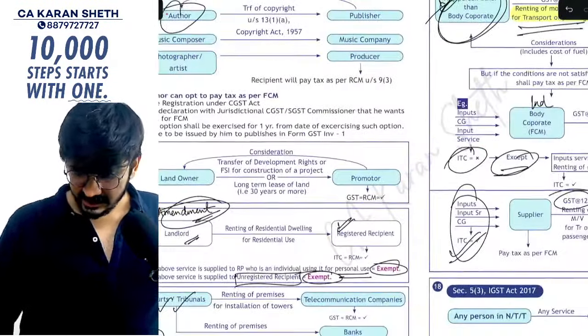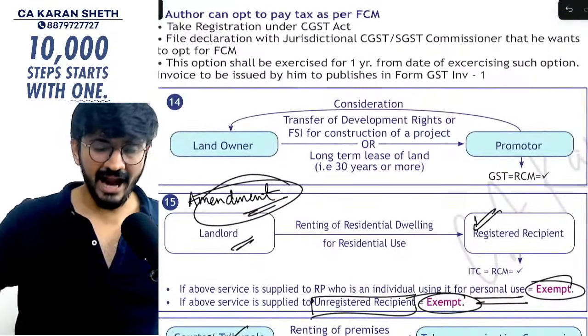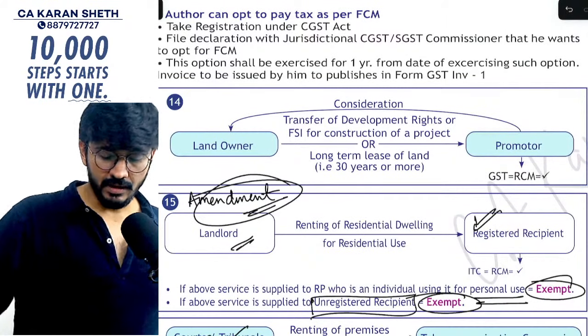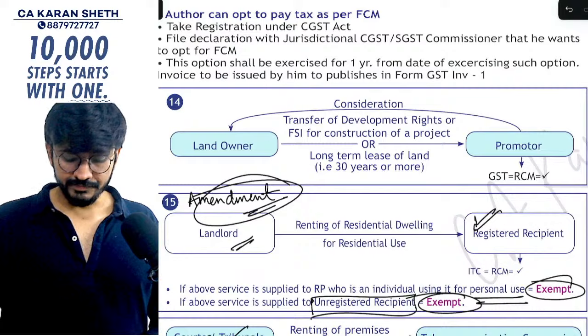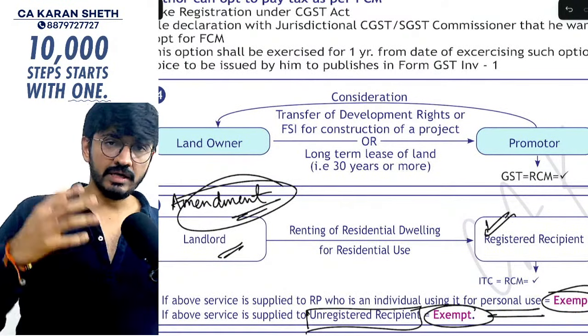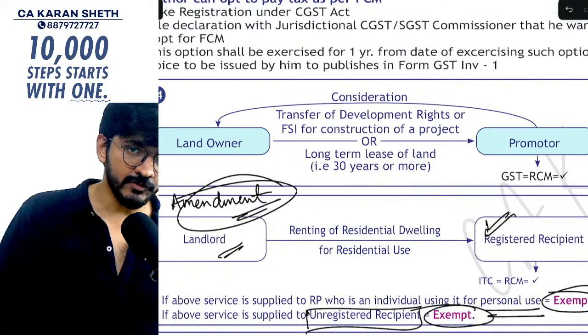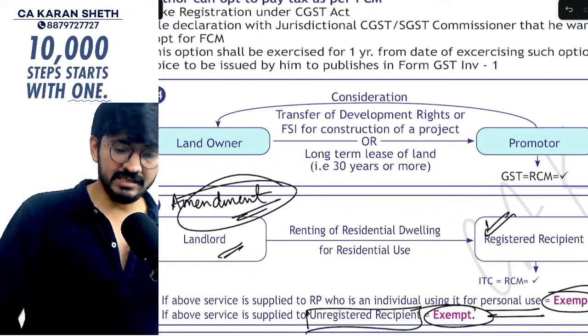Next, my dear friends, is very simple. Is there anything remaining? So this is simple, just look at this. If the landowner is transferring either development rights or giving the land on long-term lease for more than 30 years, it is the promoter who will pay taxes per RCM.